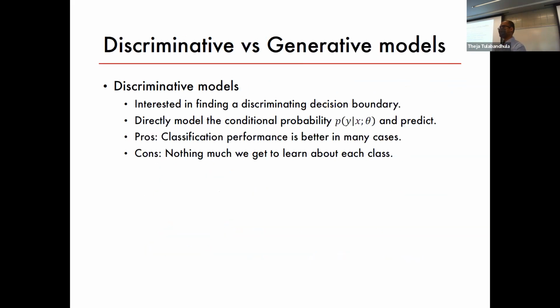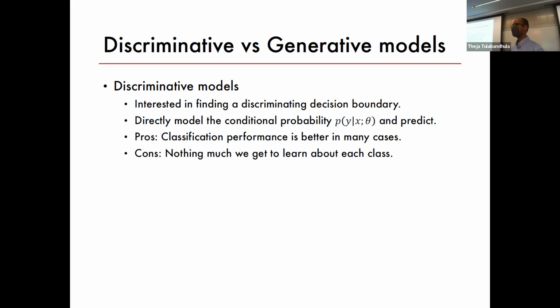So with that little bit of mathematical expressions in the previous slide, let's briefly discuss discriminative versus generative models. Discriminative models are just finding the discriminating boundary, really, what is the boundary which puts apples away from oranges? They directly model the conditional probability of y given x and make a prediction. Classification performance is generally pretty good, only because it's making fewer assumptions than the generative approaches. So in that sense it's more robust.